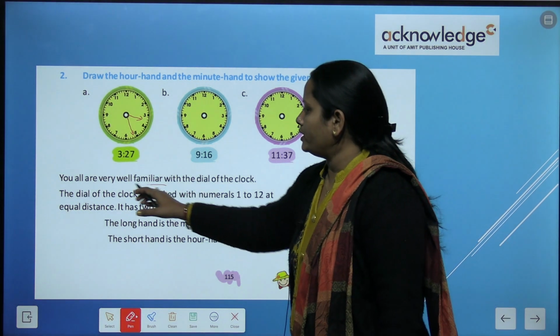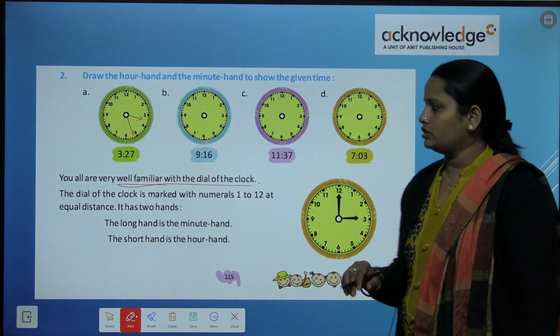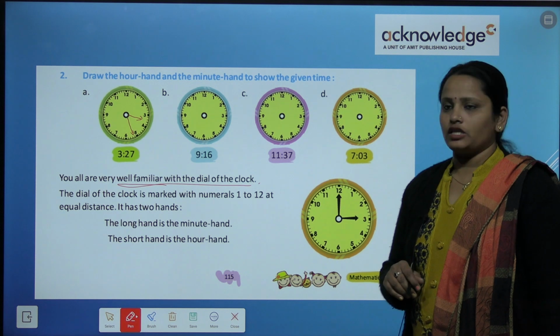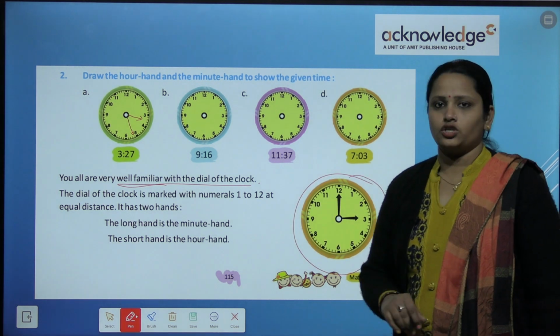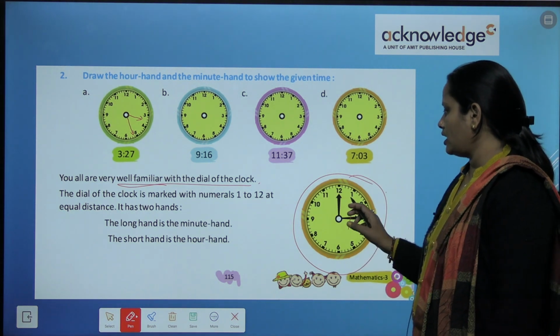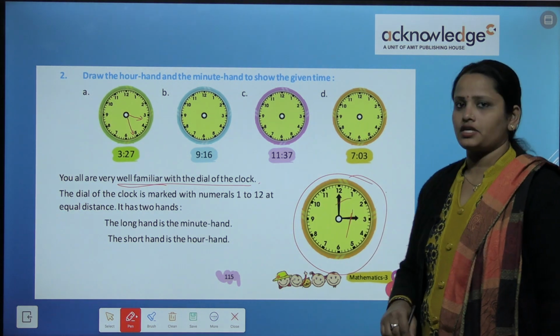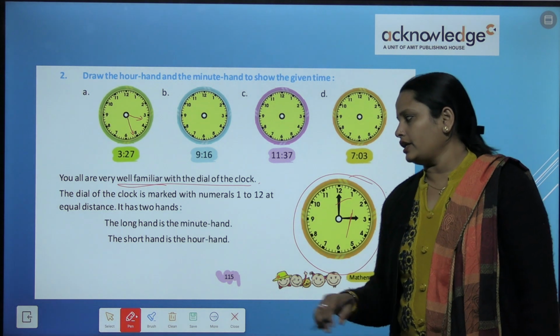Now you are very familiar with the dial of the clock. The dial of the clock is marked with numbers 1 to 12 at equal distance. There are two hands, the hour hand and the minute hand. The long hand is the minute hand.